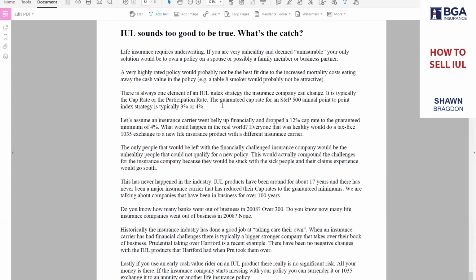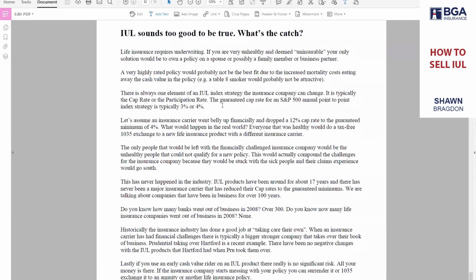First off, you need to be somewhat healthy. You have to go through underwriting. If you are a table 8 smoker, this is probably not a good plan for you for retirement. The mortality costs are going to be too expensive. It's going to eat up all the cash value in your policy.